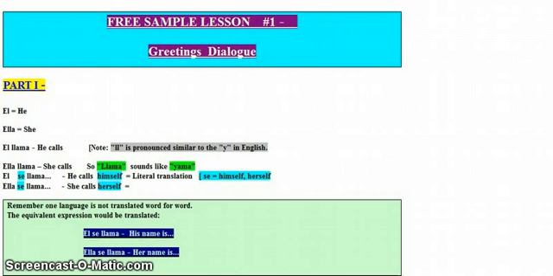Remember, one language is not translated word for word. The equivalent expression in English is, his name is. In order to say his name is, we say, él se llama. How do I say his name is? Él se llama. How do I say her name is? Ella se llama.